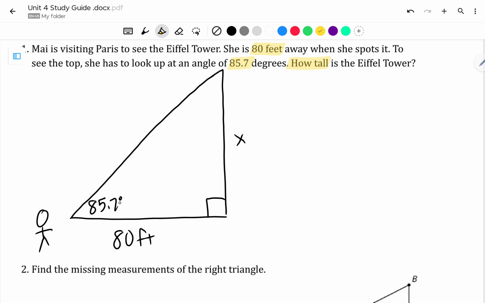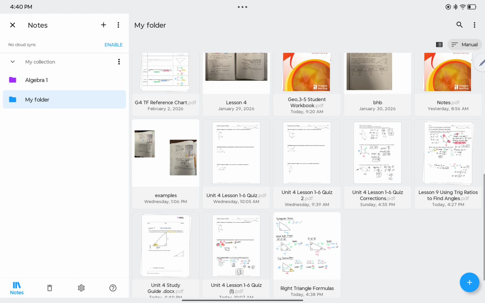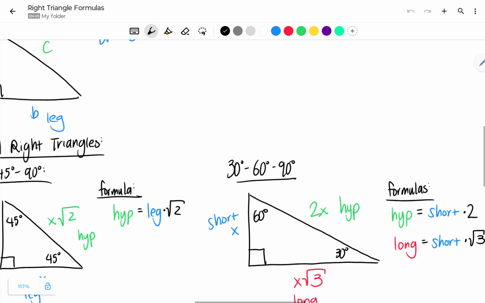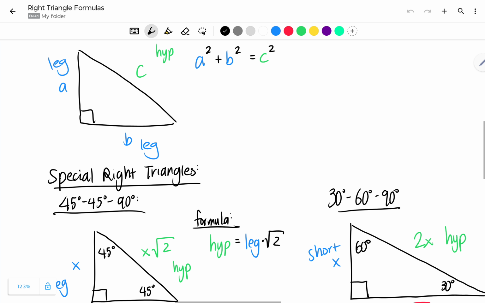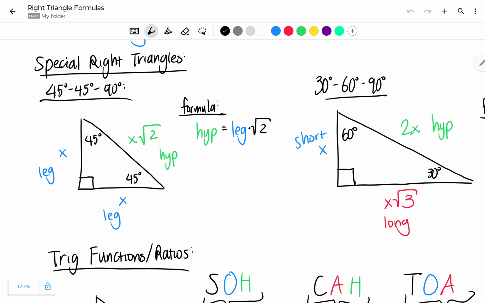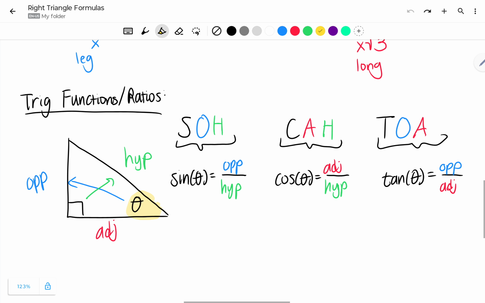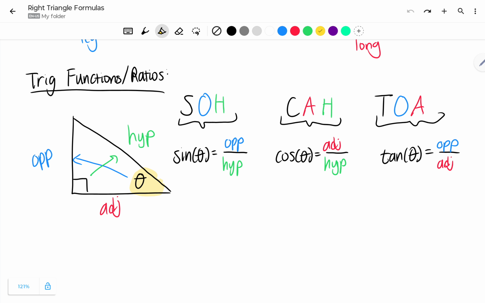I'm looking at my angle here. And from the formulas that we learned in this chapter, right, we can't use the Pythagorean theorem. We need at least two of the sides to solve using the Pythagorean theorem. We don't have a 45, 45, 90 triangle. We don't have a 30, 60, 90 triangle. So we're not using the special right triangles. Instead, we're going to use trig functions here. We have to use either sine, cosine, or tangent, one of these three.